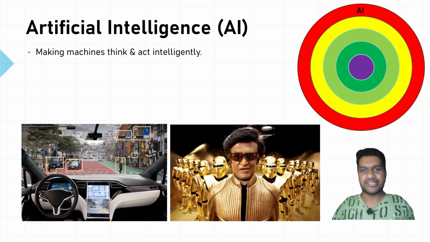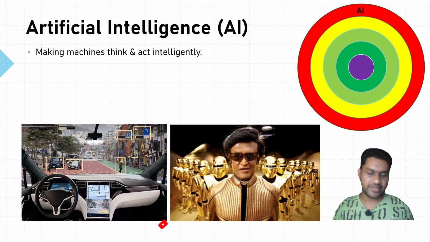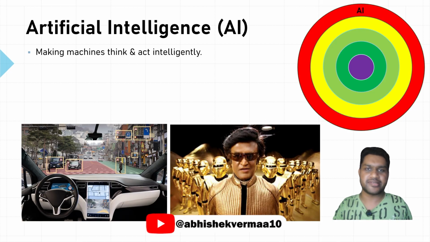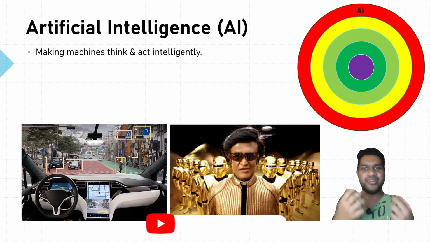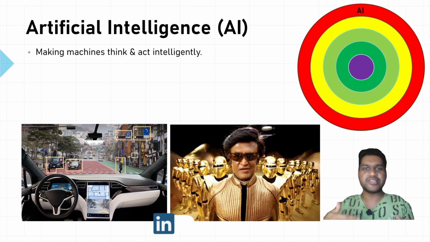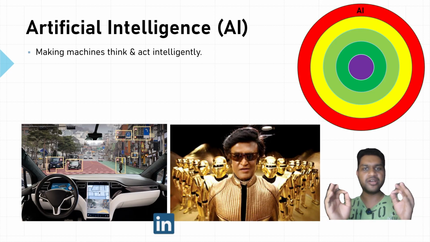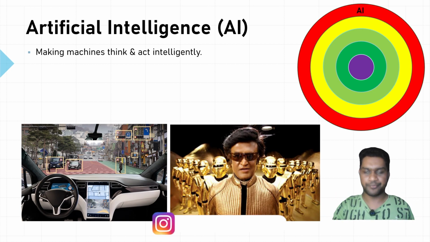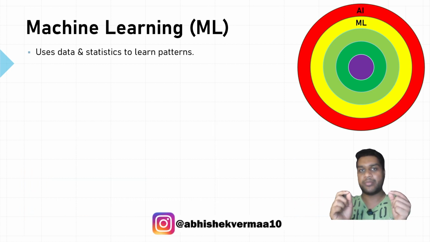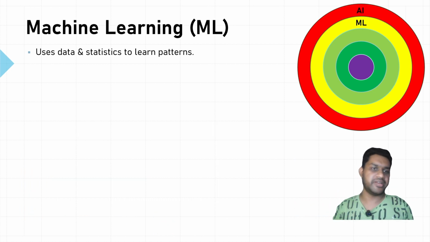Now, that was all about AI. But the point is, how is AI going to learn all these things? Even if we say it is AI, how is it learning all these things? So for that, we need to go one more level inside AI. And the next level is ML, that is machine learning.